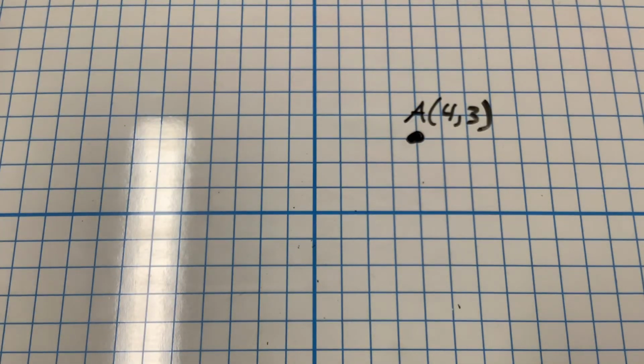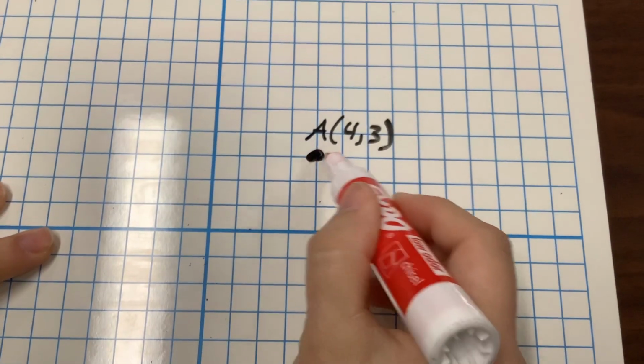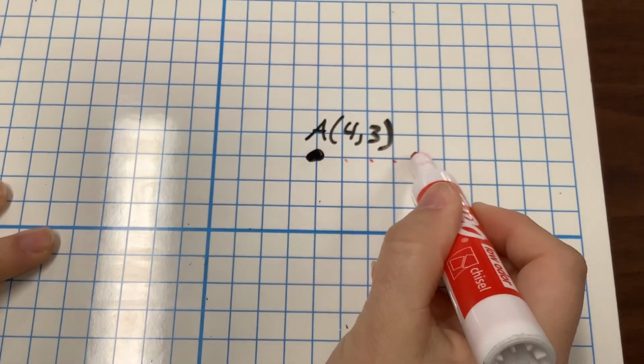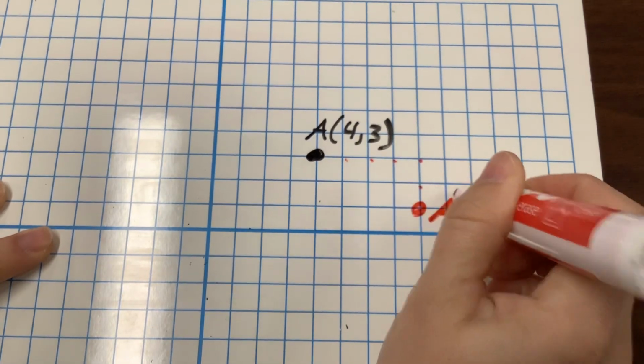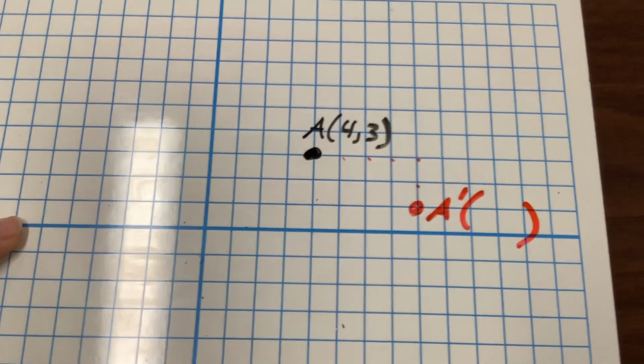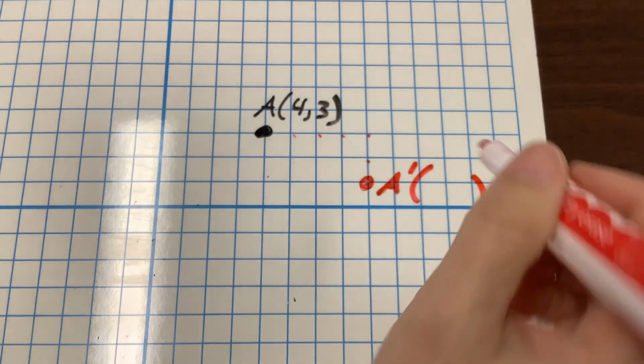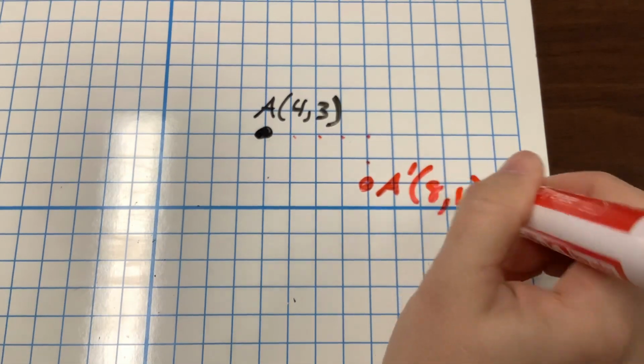Okay, so now we're going to go ahead and move it 4 to the right and 2 down. So 1, 2, 3, 4. 1, 2. So it lands here. And that's A prime. And what is the ordered pair for A prime? 8, 1. So we've got 8, 1.